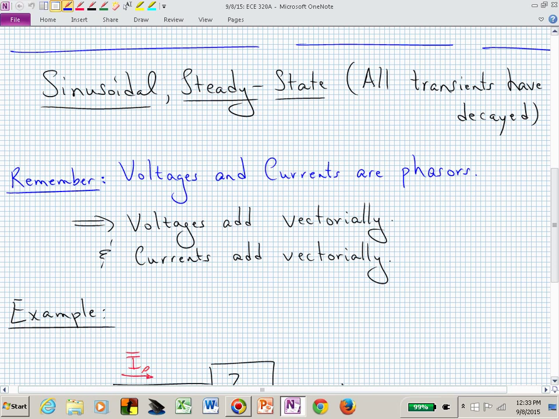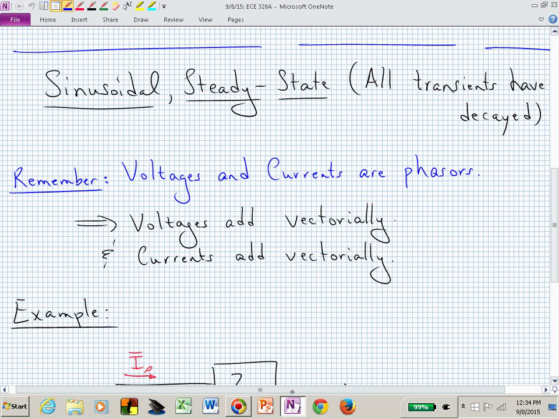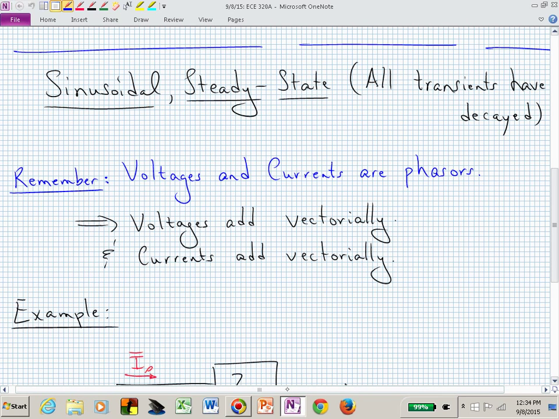Let's then remind ourselves of what we can do with sinusoidal steady state. And now we are dealing with, when I say steady state, this means the transients. When you first apply a sinusoid to a system, there may be some transients that start to decay. We are assuming all of those have decayed.